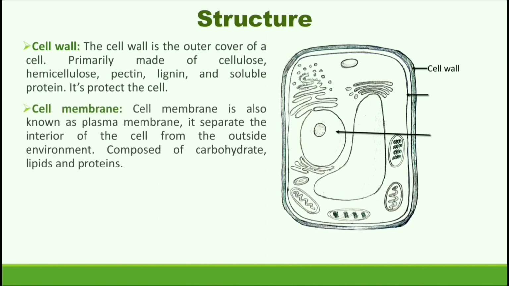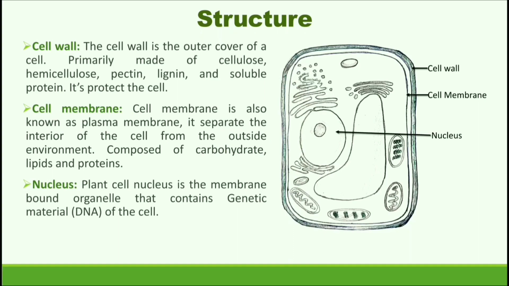Next one is the cell membrane. Cell membrane is also called plasma membrane. It is composed of carbohydrates, lipids and proteins. It works as a barrier which keeps unwanted substances out of the cell. Next, nucleus. A plant cell nucleus is the membrane-bound organelle that contains the genetic material or deoxyribonucleic acid of the cell. The nucleus functions in the plant cell by storing and regulating the DNA.